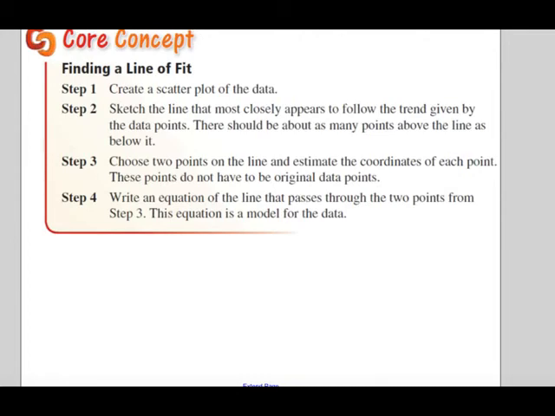Okay. To finish up, we need to hit lines of best fit, because not all of our data always creates a line. So what we're going to do is create a scatter plot of data. Now you can do this by hand, which is what you did in Algebra 1, or you can use the online Desmos, which is what we're going to do. Sketch a line that most closely appears to follow the trend given by the points. We're going to pick 2 points on that line and estimate the coordinates of each point. And then we're going to write an equation of the line that passes through them to get our model.